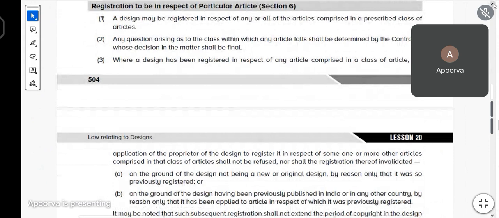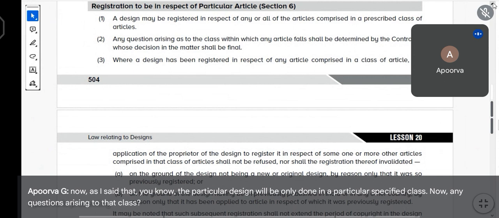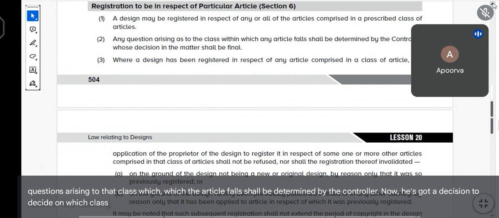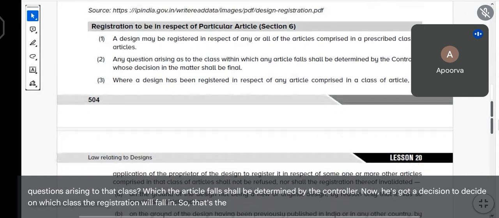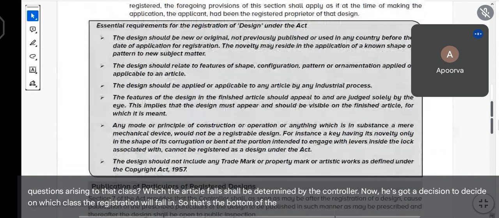Now, the particular design will only be registered in a particular specified class. Any questions arising as to which class the article falls in shall be determined by the controller. He has to decide which class the registration will fall in. So that's the bottom of the essential requirements for the registration of the design.